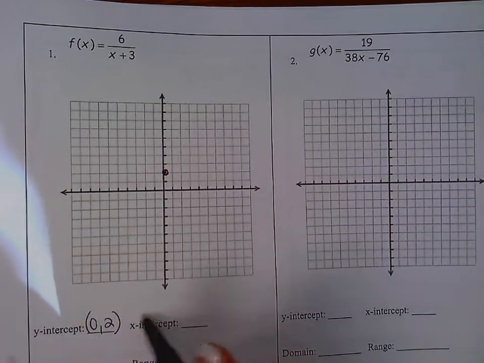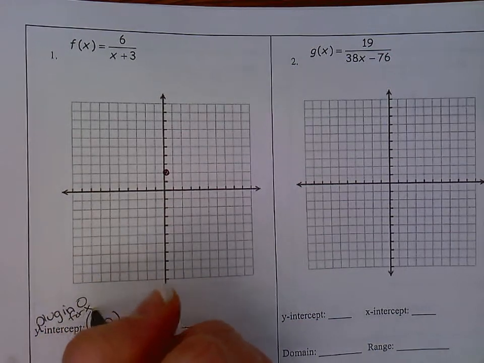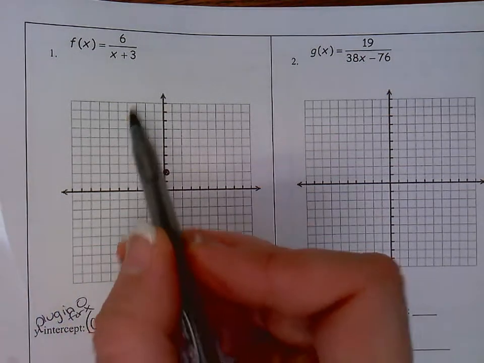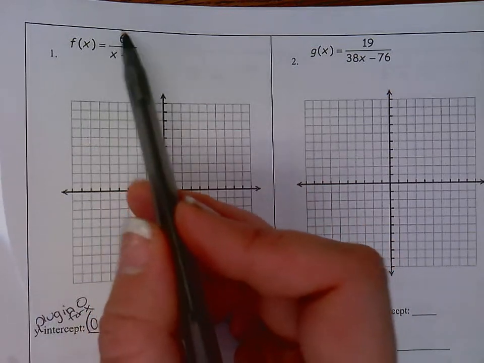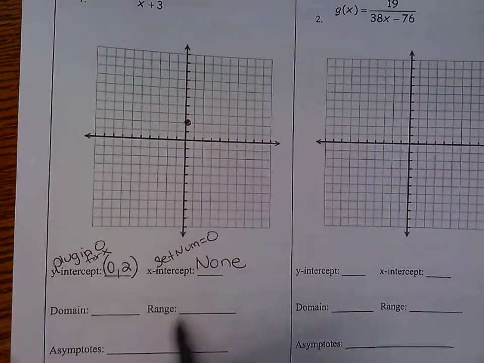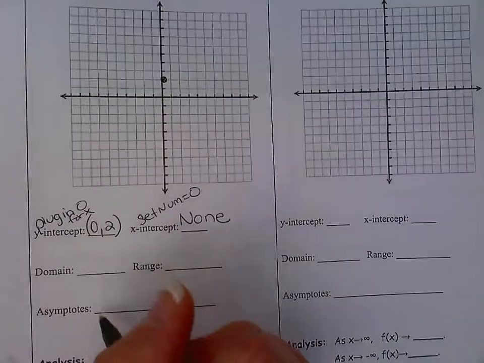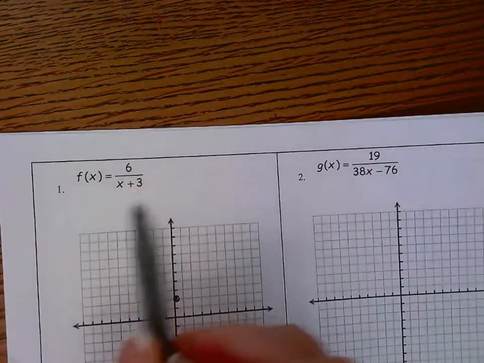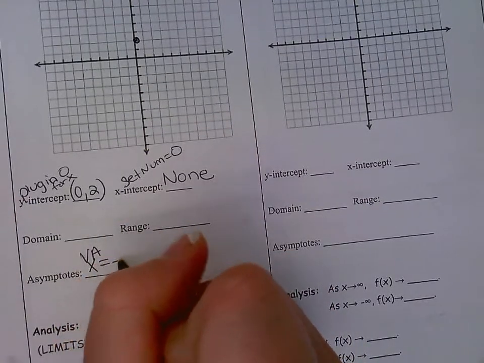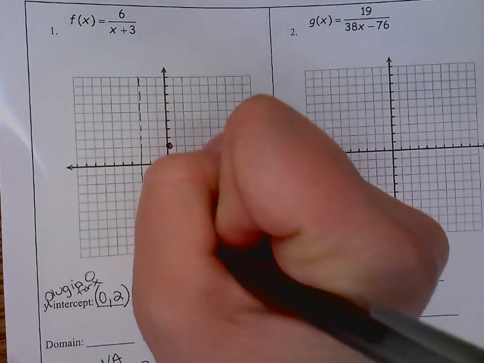For the x-intercept, we set the numerator equal to 0. 6 can never be 0, so there's no x in the numerator there, so there is none for the x-intercept. Domain and range, I like to skip until the end once I look at the graph. And then for the vertical asymptote, what would make this denominator 0 would be -3. So my vertical asymptote is x equals -3, and I'm going to put my asymptote line like that.